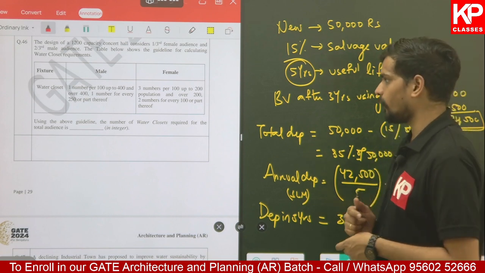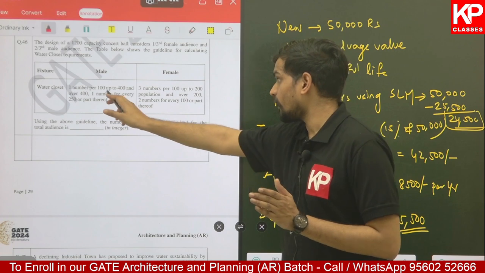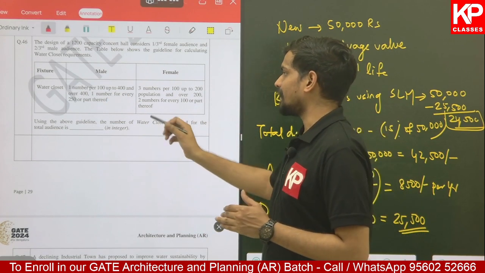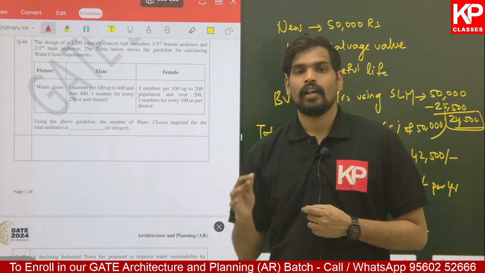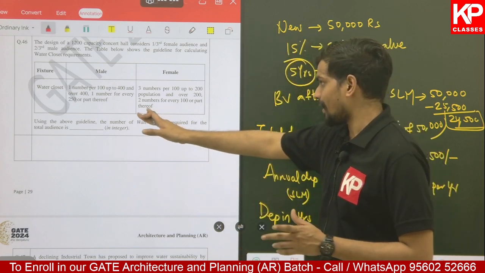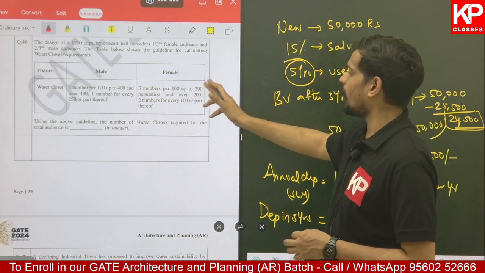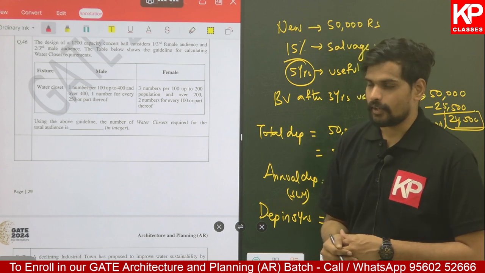or part thereof. So basically, they are saying one WC for every 100 male up to a limit of 400. After 400, they are saying you should provide one WC for every 250 males. If there are some less than 250 also, you should provide one part thereof. That's for male. For female, it is 3 for every 100 up to 200 population, and over 200, 2 for every 100 and part thereof.